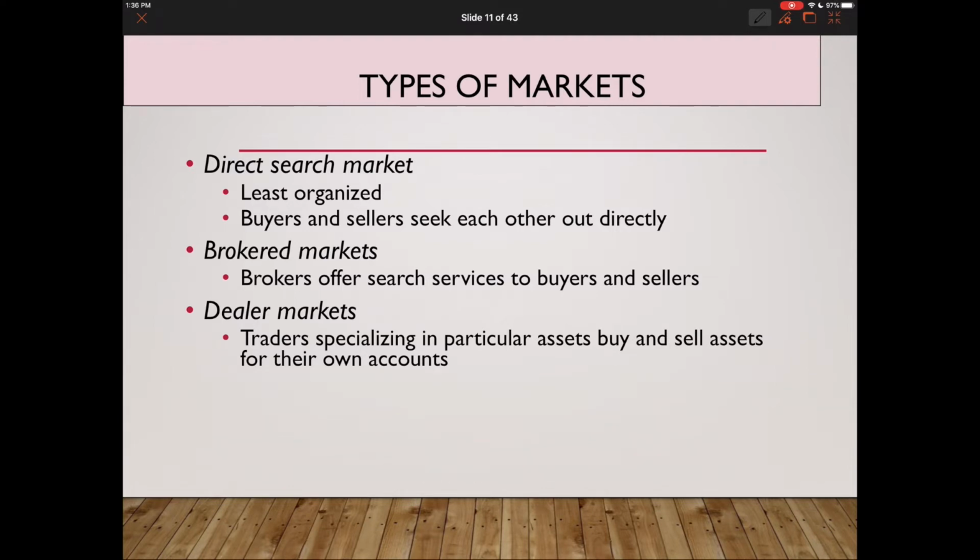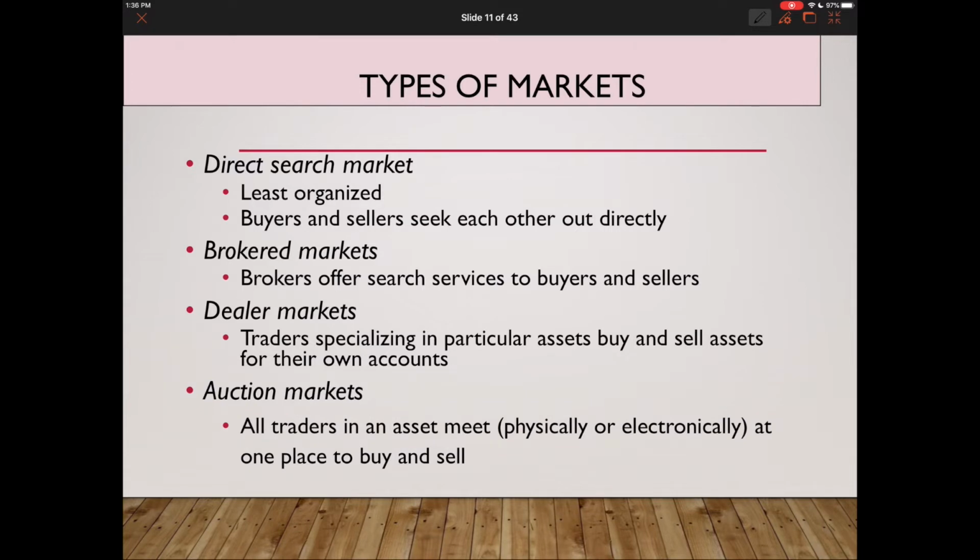Other dealer markets that we'll talk more about today are NASDAQ and the bond market. And then the fourth type of market is an auction market. All traders in an asset meet either physically or electronically. It's called a centralized market, since they meet at this one place to buy and sell.